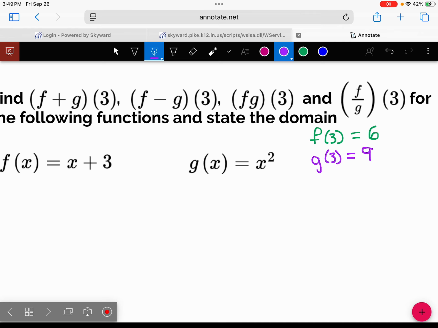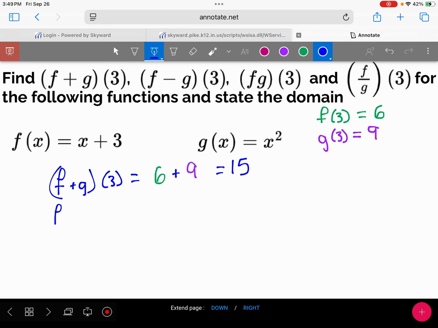So when we're looking at our f plus g of 3, what that's going to be is we're going to take our f of 3, which is 6, and add our g of 3, which is going to be 9, and that's going to give us 15. When we do our f minus g of 3, that's going to be my f of 3, which is 6, and we're going to subtract our g of 3, which is 9. So that's going to give us a negative 3.